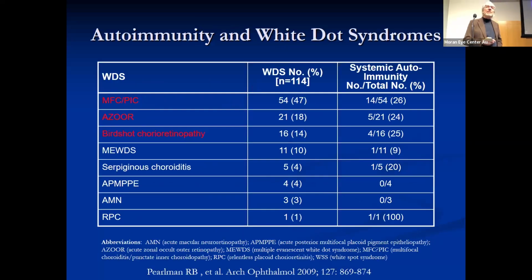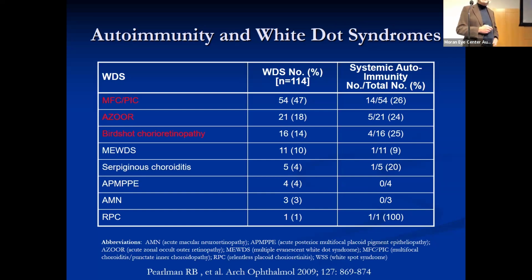Interestingly, there is a fairly high prevalence of autoimmunity among patients with white dot syndromes and their first and second degree relatives. Overall, about 23%. This increased systemic autoimmunity would suggest some type of genetic, inherited, non-specific predisposition to develop immune dysregulation in these disorders. So 23% as opposed to 4 to 5% in the general population.